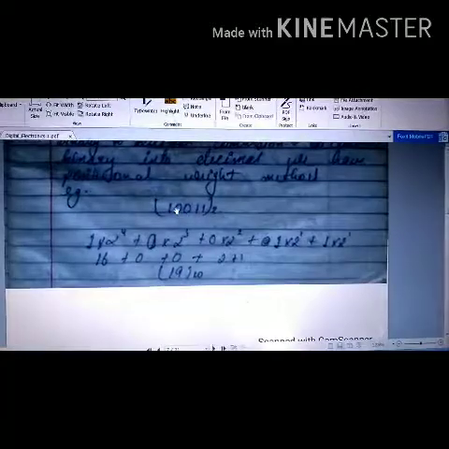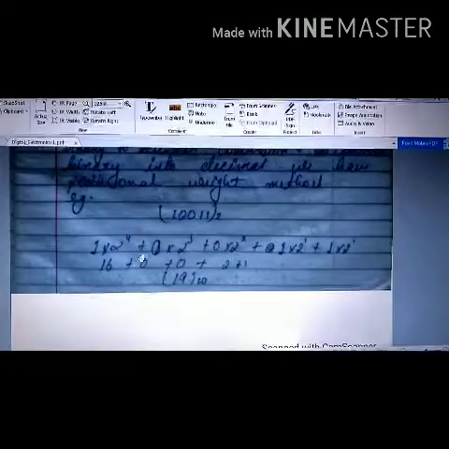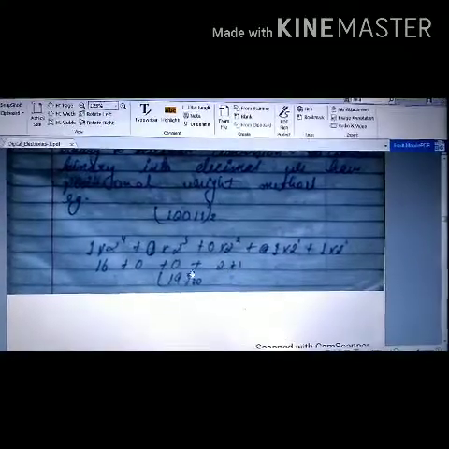Example, 10011. This is a binary number and I want its decimal equivalent. So starting from here, the LSB, I will put 1 into 2 to the power 0, plus 1 into 2 to the power 1, plus 0 into 2 to the power 2, plus 0 into 2 to the power 3, plus 1 into 2 to the power 4. So 1 into 2 to the power 4 is 16. This number is 0, this number is 0. This number is 1 into 2 to the power 1, it comes out to be 2, and 1 into 2 to the power 0 comes out to be 1. So if I add 16 plus 2 plus 1, I will get 19 to the base 10. So this is equivalent to 19.